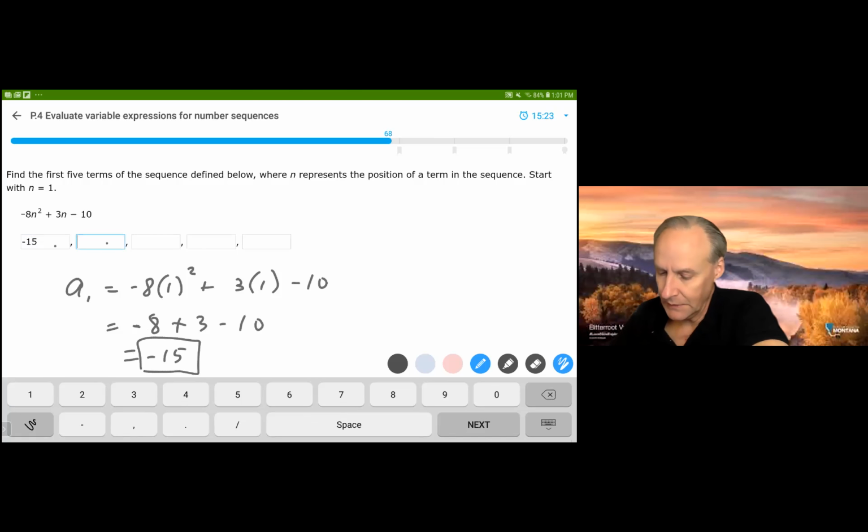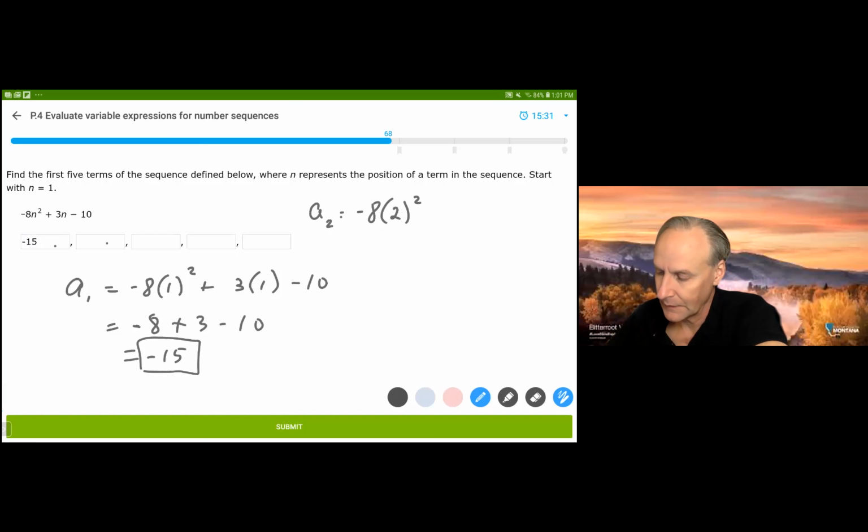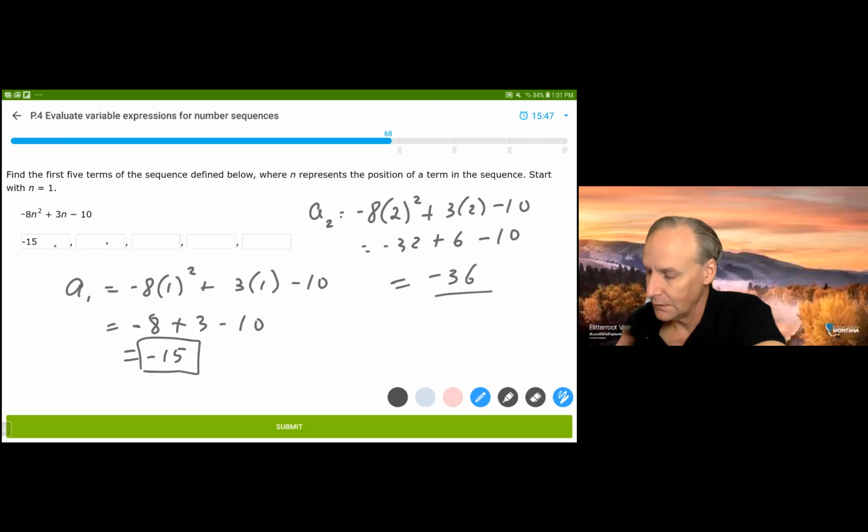Our next term is going to be -8 times 2 squared. This is A2, by the way. Plus 3 times 2 minus 10, which is going to be -32 plus 6 minus 10, which is -42 plus 6, which is -36. Bit long, isn't it?